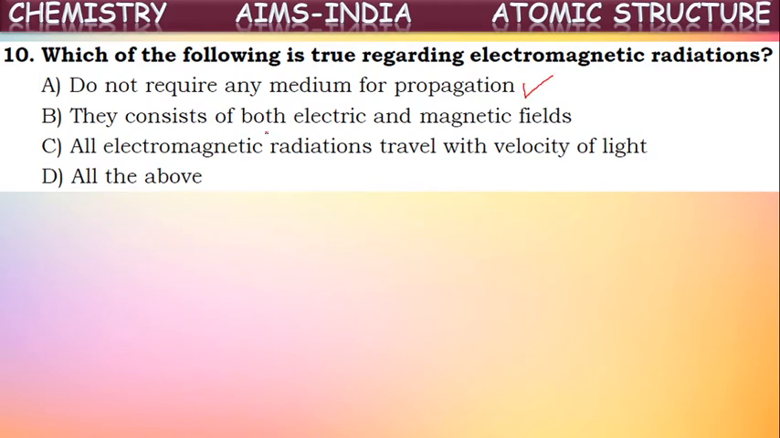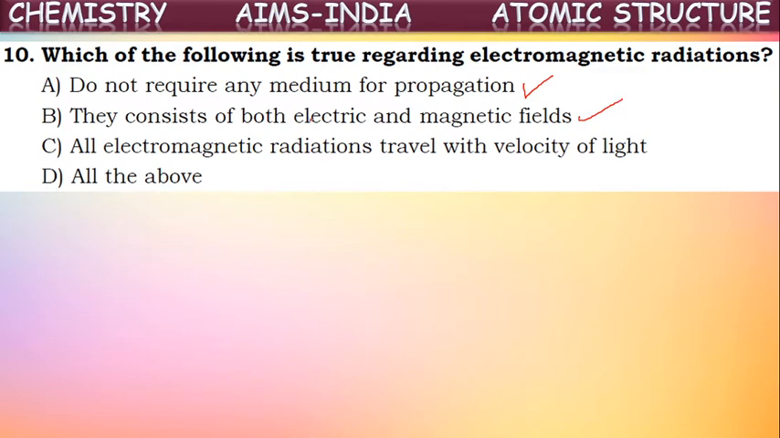Next one, they consist of both electric and magnetic fields. Yes, actually these electromagnetic radiations are produced or emitted by the electrically charged particles which are moving with high velocity, like electrons. So, as these are produced by electrically charged particles, these electromagnetic radiations also contain both electric and magnetic fields. So, this is also true.